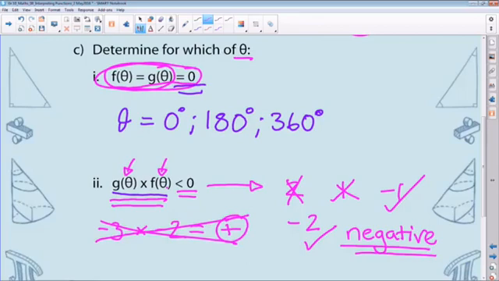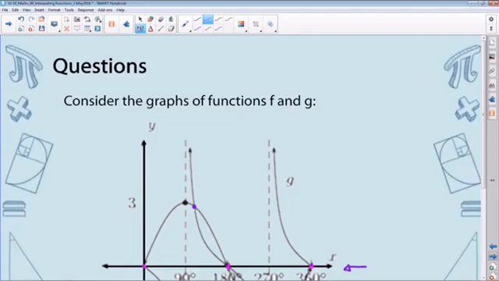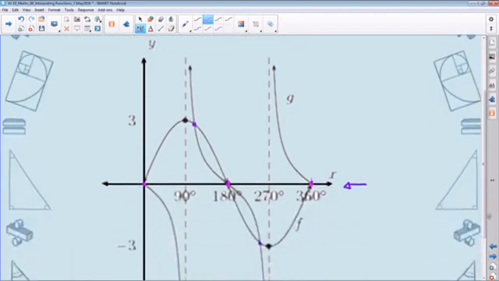So that must mean it will either have to be where g is negative and f is positive to give us a negative answer, or, sorry, let's just make that into a 0, where f is negative and g is positive, and that will give us an answer of less than 0. So let's go back to our graph and look at it. We're looking for when the one is negative and the other is positive.